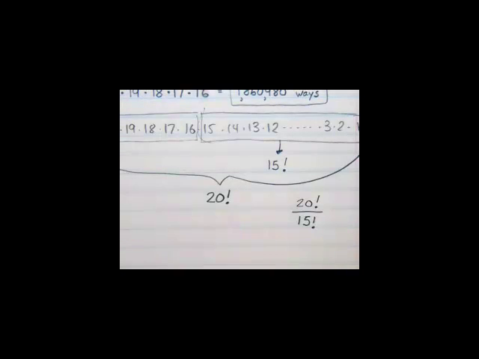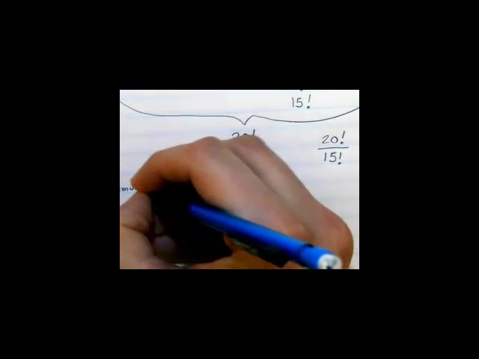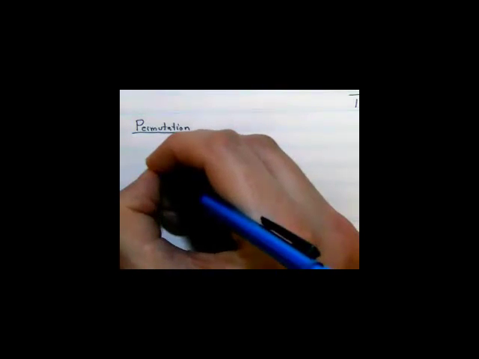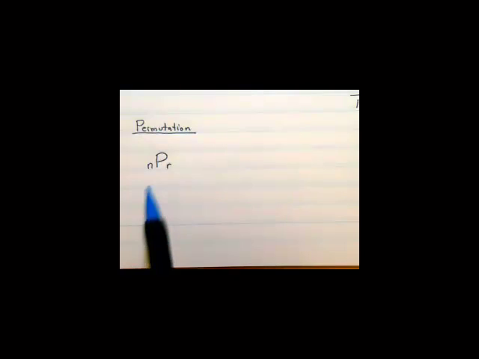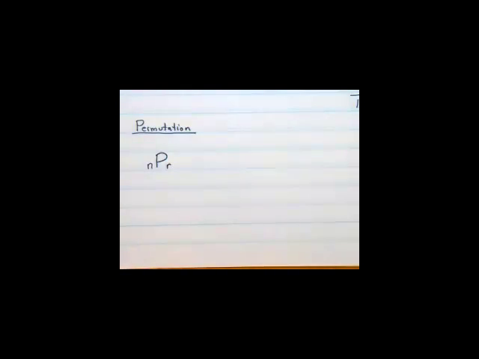This is part of it. It's not all of it. So here's some notation stuff for a permutation, which is what we just did. So permutation looks like this. It's big P, little n, little r. And the little n and the little r are going to be numbers, depending. The n is how many things do I have to choose from, and the r is how many of them do I want to choose.